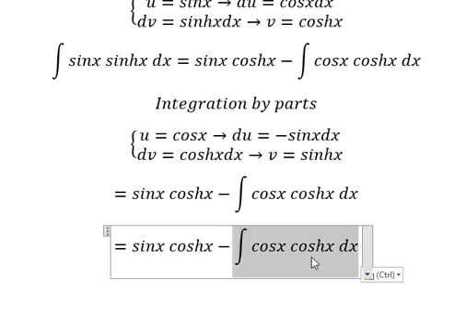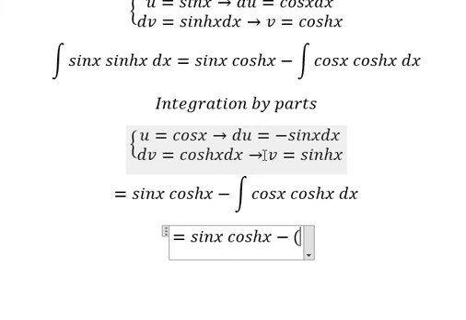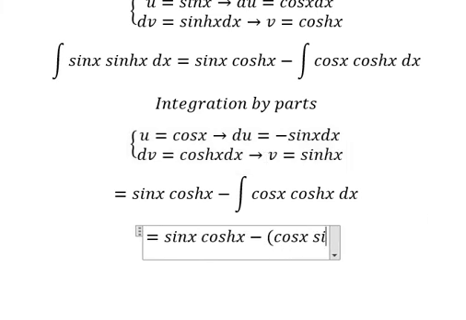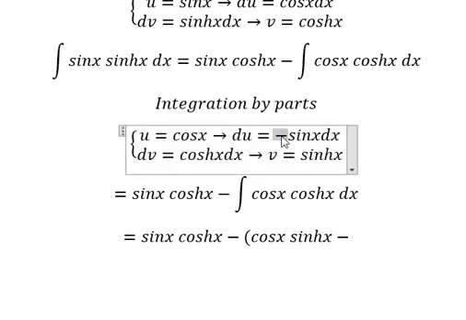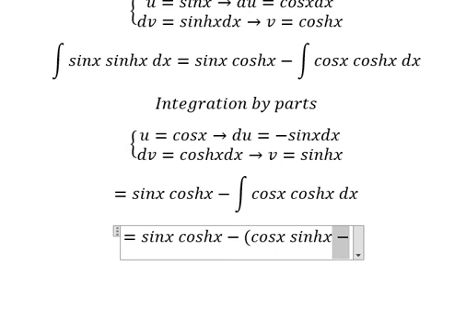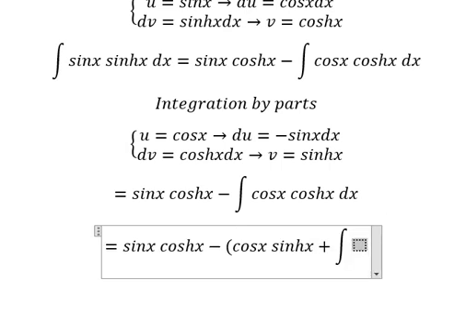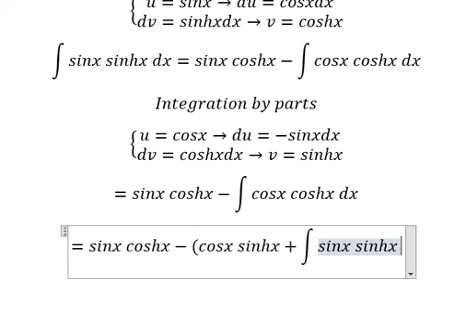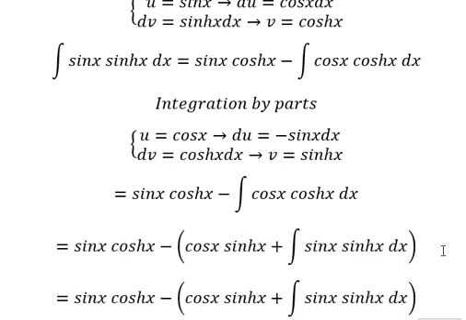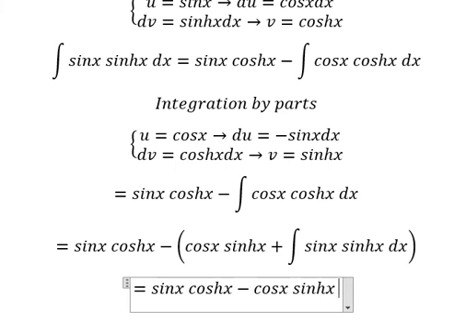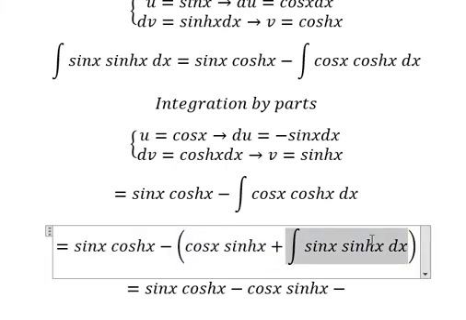So for this one, we have u multiplied by v, minus the integral of v du, but we have the negative in here. Negative with negative, we have positive. And then we have the integral of sin x sin x dx. So this one, we have negative cosine x sin x minus the integral in here.